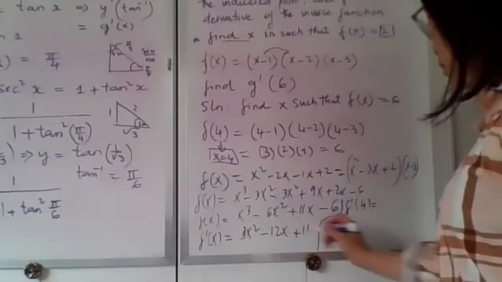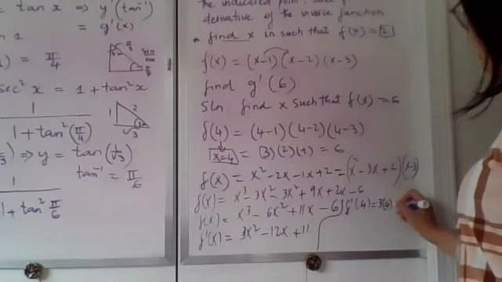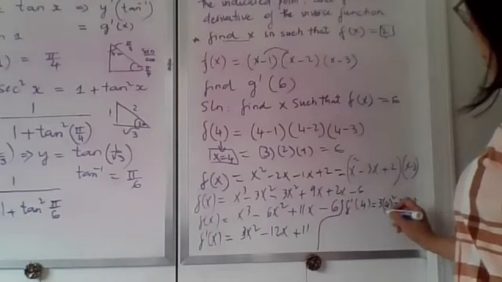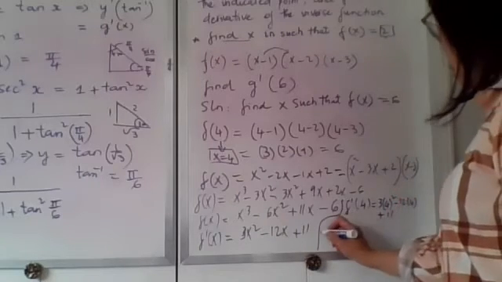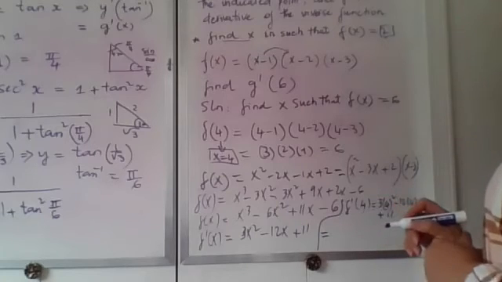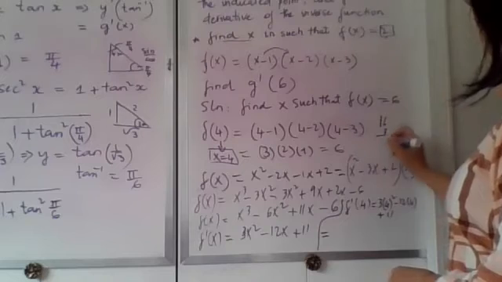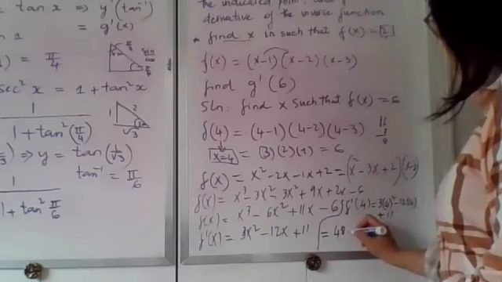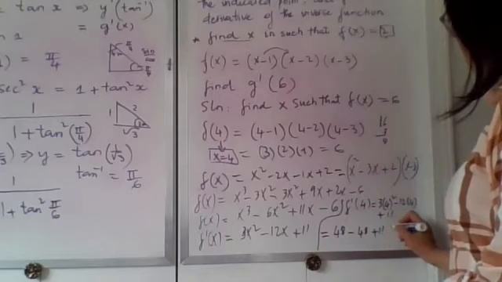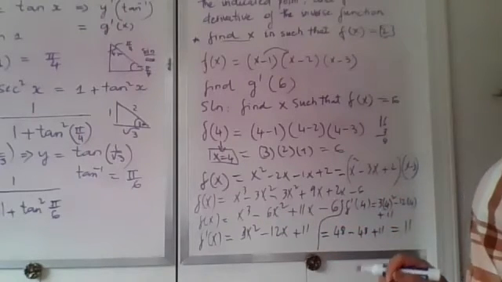All we do is substitute into the derivative function, which is 3 times 4 squared minus 12 times 4 plus 11. So what does this become? 4 times 4 is 16. 16 times 3 is 48. So 48 minus 48 plus 11. So f prime of 4 is 11.